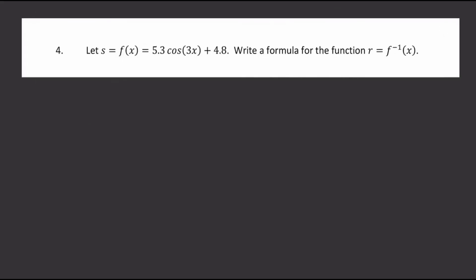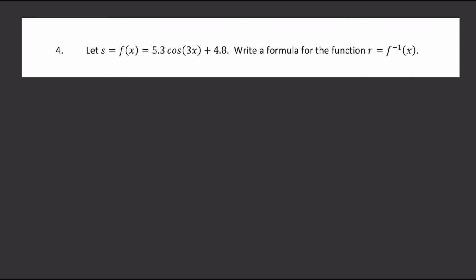Okay, this question here is very interesting. It says let s equal f of x equal 5.3 cosine 3x plus 4.8. Write a formula for the function r equals f inverse of x. So this is really an inverse function question. We covered this in day one, but this is a good application using a trig function.